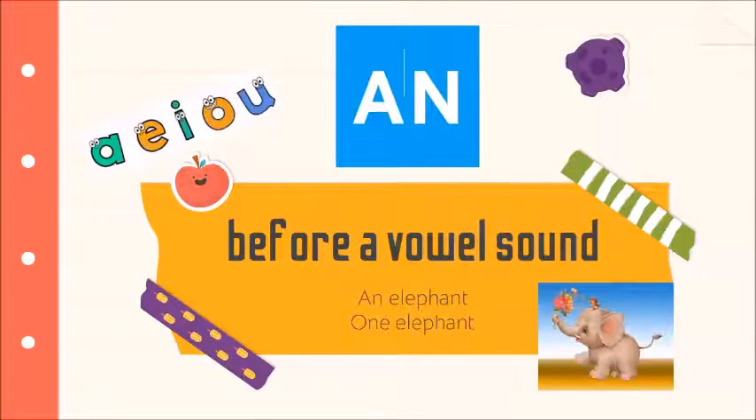Let's move on to recall article an. We use an before a noun which starts with a vowel sound. All the vowels are, I'm sure you remember by now. Let's say with me, A, E, I, O, and U. So the words starting with these sounds, when they are singular, we add an before it, like an elephant.